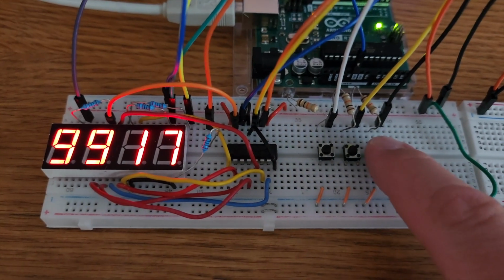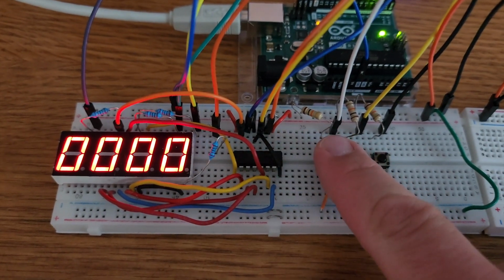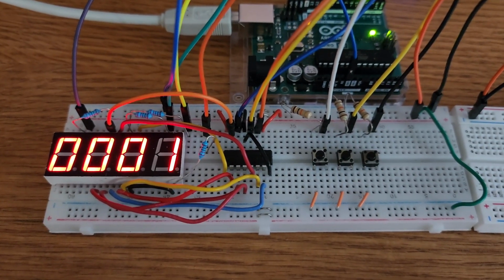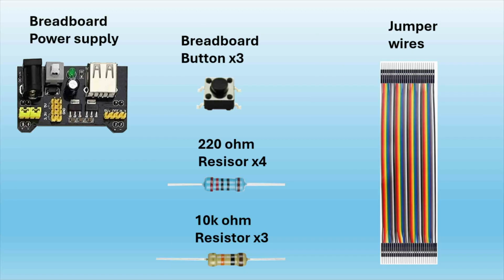Today we're going to see how to build an Arduino digital timer with a 7-segment display and the 74HC595 shift register. In this video, I'll be using Arduino Uno, a 4-digit 7-segment display, a 74HC595 shift register, a breadboard power supply, 3 breadboard buttons, 4 220 ohm resistors, 3 10k ohm resistors, and some jumper wires.